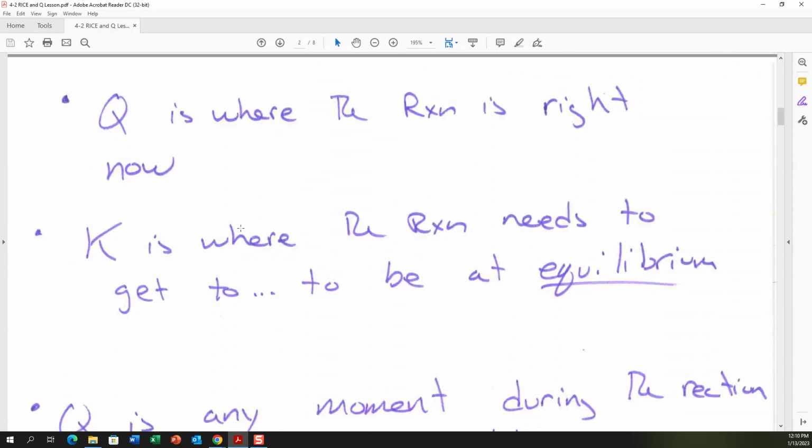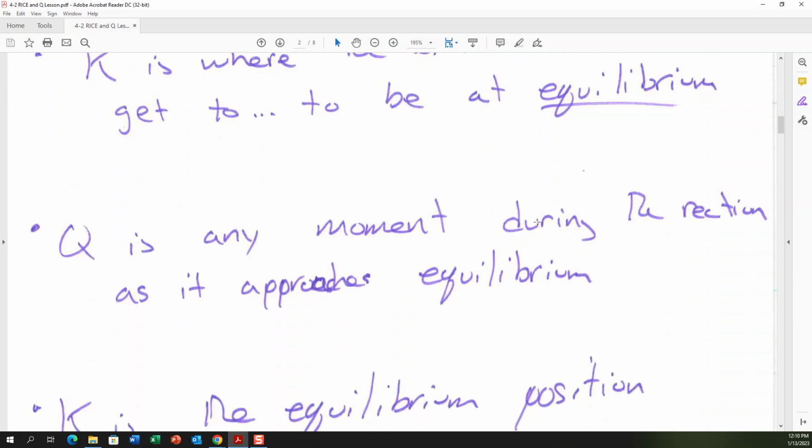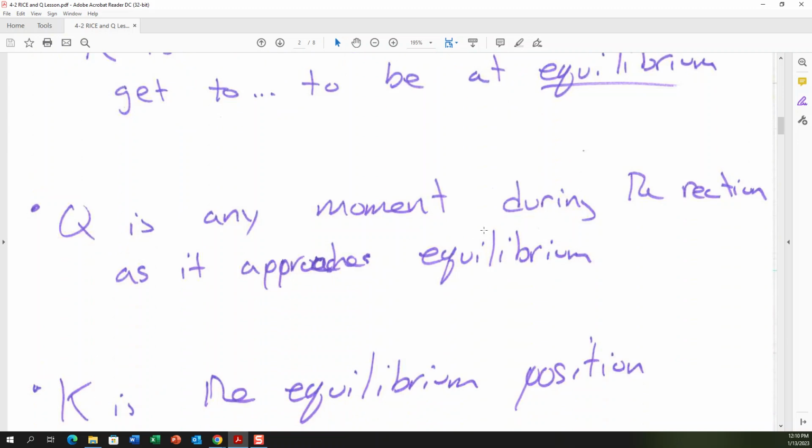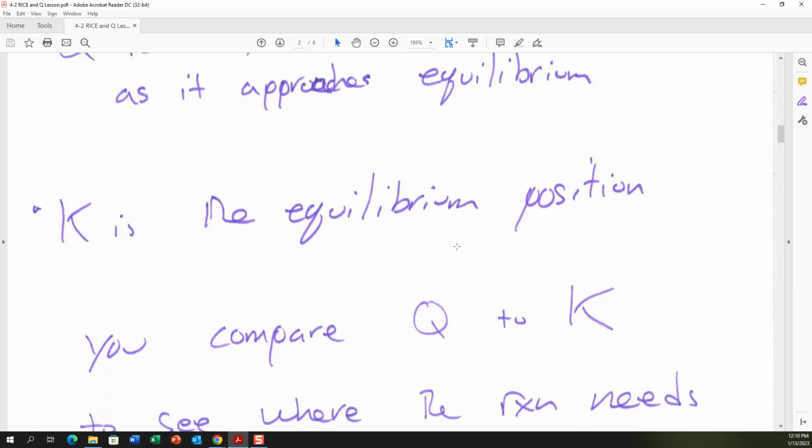So again, the thing about comparing Q to K: Q is where the reaction is right now, and K is where it's going. K is where it's got to get to. K is when it's going to reestablish its equilibrium. Okay? Q is any moment during the reaction as it approaches equilibrium. K is when it's at equilibrium. K is the equilibrium position.